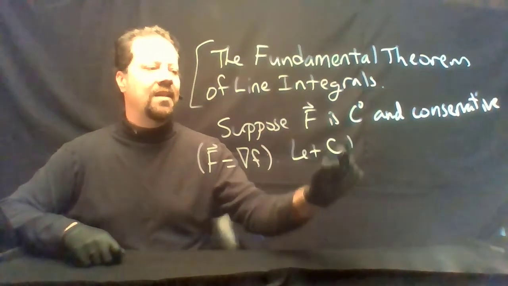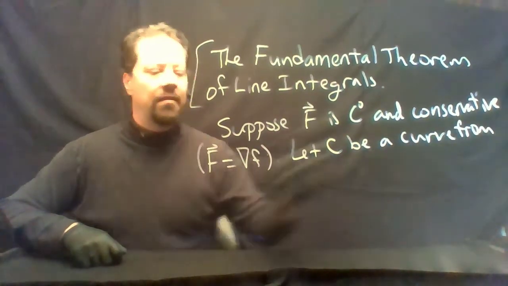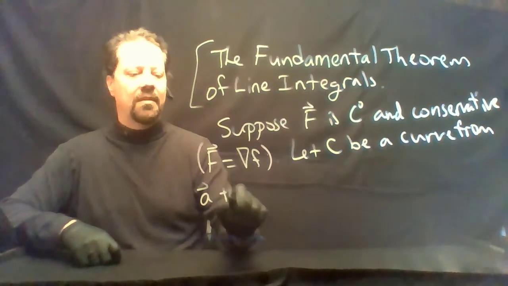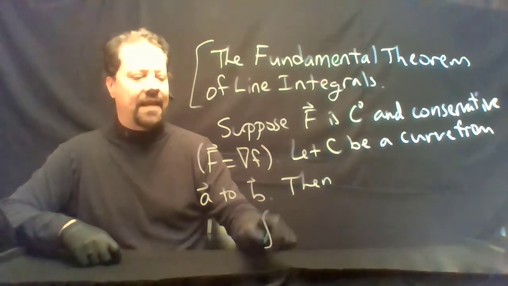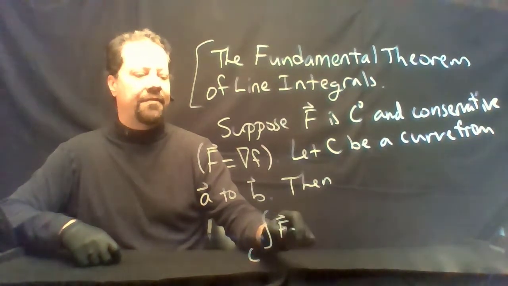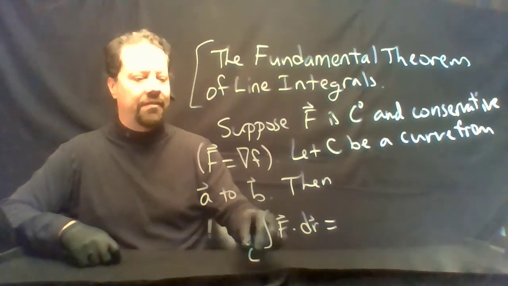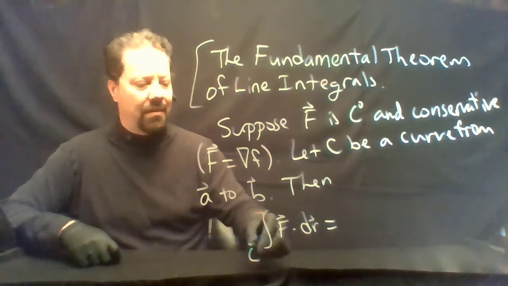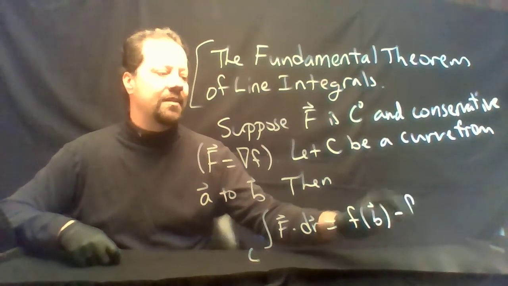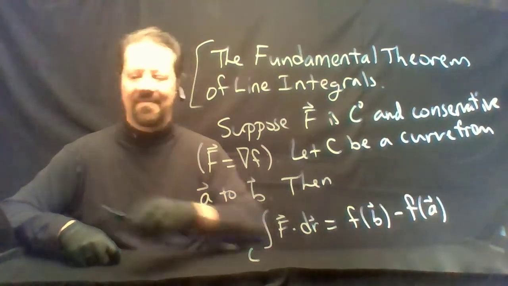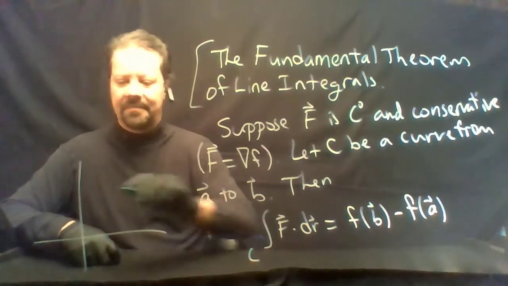We're going to let C be a curve from the point A to the point B. Then the integral on that curve of f dot dr, that's the amount of work done by this force in moving along the curve from point A to point B, will be the potential function evaluated at B minus the potential function evaluated at A. This has some very interesting implications.